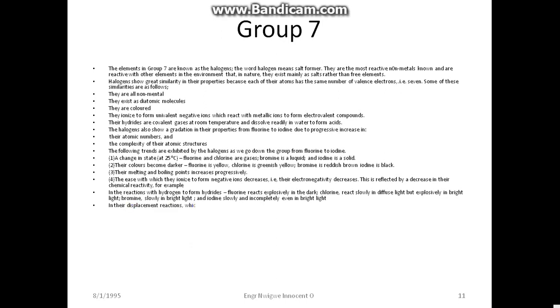In displacement reactions, each halogen displaces the one following it from a solution of its salt, as shown below. 1 molecule of fluorine gas plus 2 molecules of sodium chloride aqueous gives 2 molecules of sodium fluoride aqueous plus chlorine gas. 1 molecule of chlorine gas plus 2 molecules of sodium bromide aqueous gives 2 molecules of sodium chloride plus bromine. 1 molecule of bromine gas plus 2 molecules of sodium iodide gives 2 molecules of sodium bromide aqueous plus 1 molecule of iodine gas.